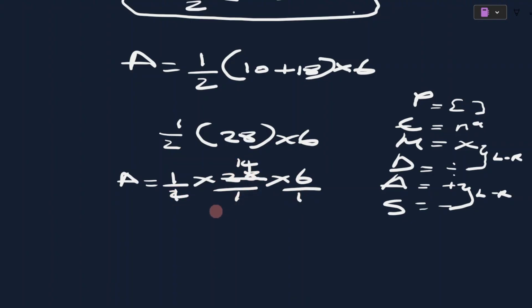And the next thing is to multiply 14 by 6. When 6 multiplies 4, we have 24. We write 4 and carry 2. When 6 multiplies 1, we have 6 plus 2, we have 8. Therefore, the area of the trapezium is 84 centimeters squared. And since we are finding the area, it has to be in square centimeters, and this is our final answer.